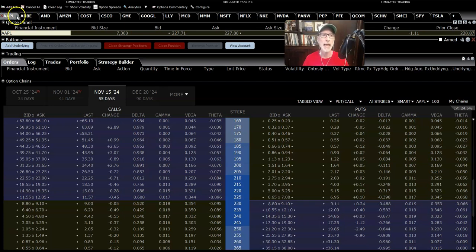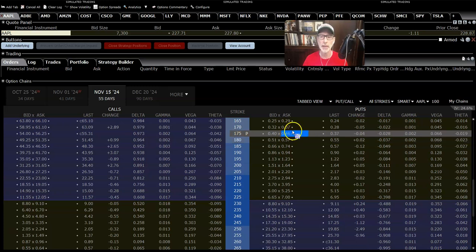So we're looking at Apple options here. Okay, this is an option chain. Got put options on the right, call options on the left here. We're only focusing on the put options. So my goal is to make a trade based on that Apple is not going to fall from $228 to $165, and I can make a trade based on that.